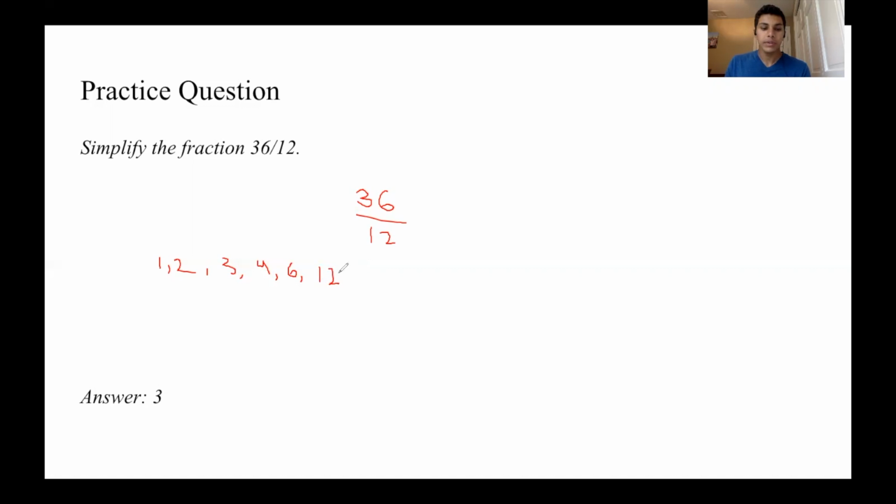So what we want to do here is choose the biggest number that both of these are divisible by. They're both divisible by 12. So now let's actually divide it. So 36 divided by 12 is equal to 3. And 12 divided by 12 is equal to 1. So we end up with the fraction 3 over 1.